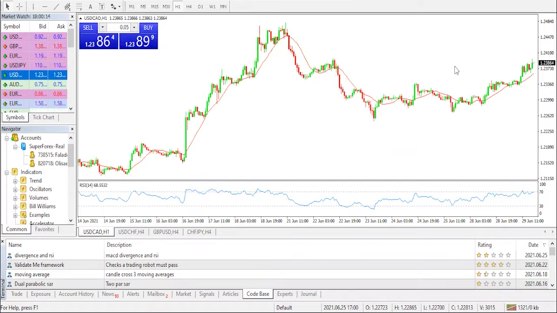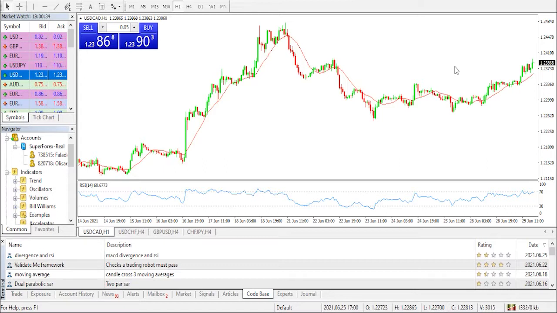USD/CAD extends rebound to a new weekly high above the 1.2380 mark, and it pushes higher for the second straight day on Tuesday. Also, we notice that falling crude oil prices continue to weigh on the Canadian dollar, and the US dollar index climbs above the much-expected 92.00 ahead of the American session.